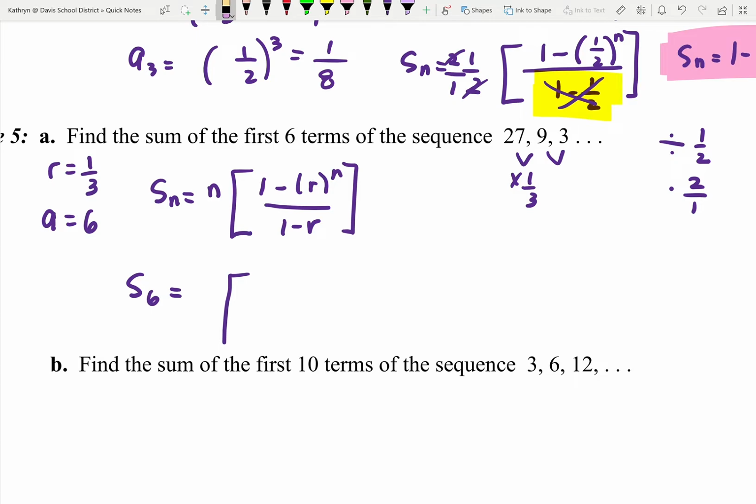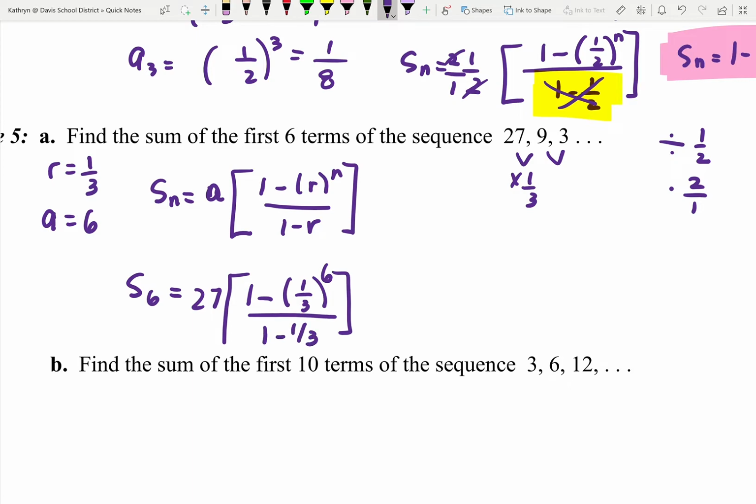This should be, oh, that's an A. I put N, that's why. This is A. So the first term is 27, thank you, times 1 minus the ratio, which is 1/3 in parentheses, raised to the n power, which is a 6, over 1 minus 1/3, okay?